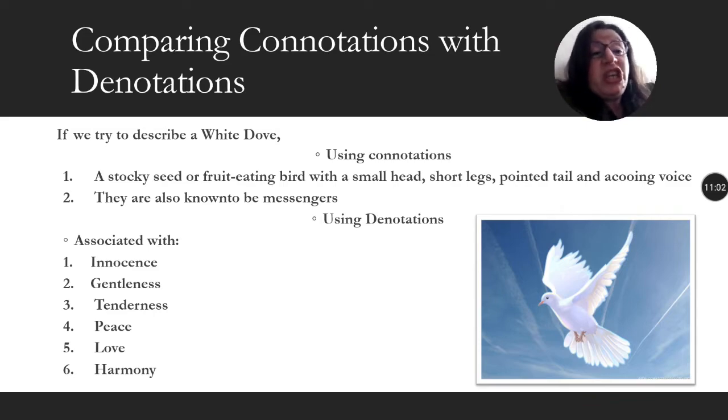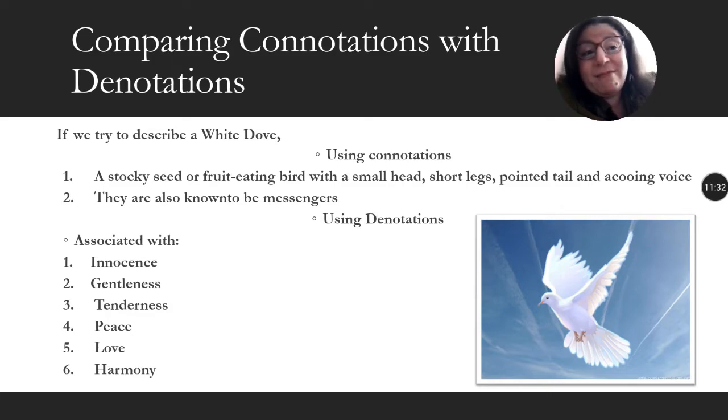But if I want to use this kind of connotation in one word for dictionary looking up, if you want the readers to look up words of what you mean by these connotations, you would give them a denotation context clue. You would tell them, white dove, resemblance to what? It resembles innocence, gentleness, tenderness, peace, love, harmony.